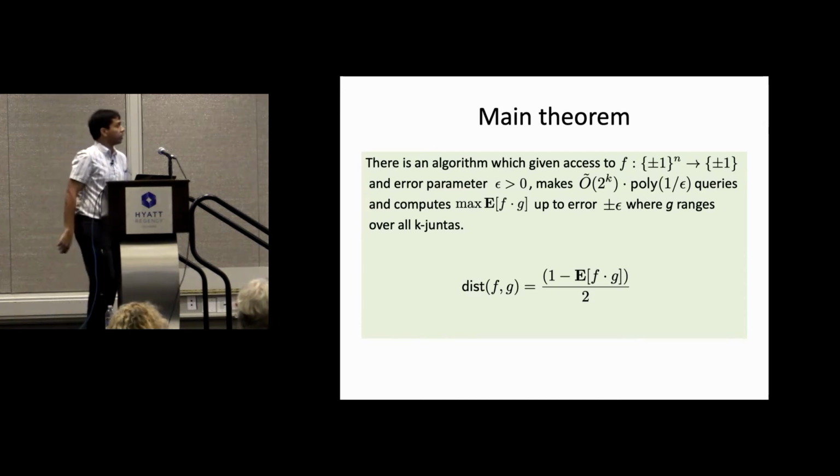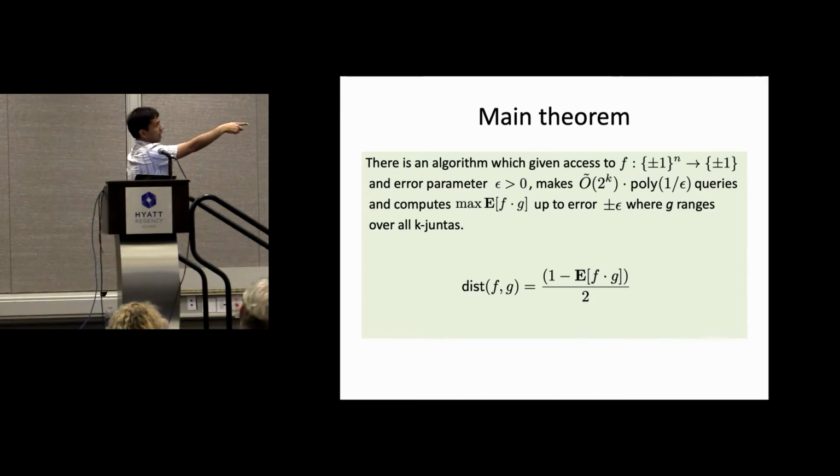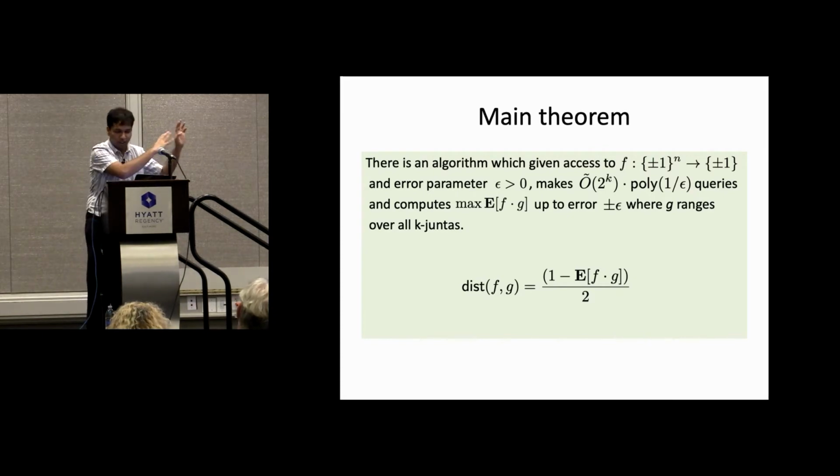Since the correlation and the Hamming distance are related by that formula written over there, it means that it solves the problem I first mentioned, namely that it will find out the distance of f from the best k junta possible up to an additive error plus or minus epsilon. So in particular, it can distinguish between 0.1 close versus 0.15 far from every k junta. So that's the main result.